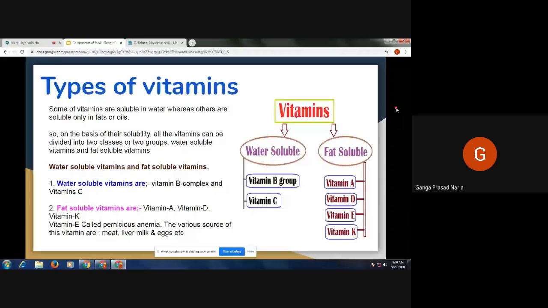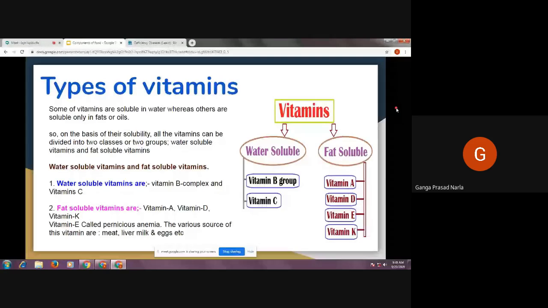Some vitamins are soluble in water, and some vitamins are soluble in fats or oils. On the basis of their solubility, vitamins are of two types. So what are the two types of vitamins? Everyone, please mention in the chat box.